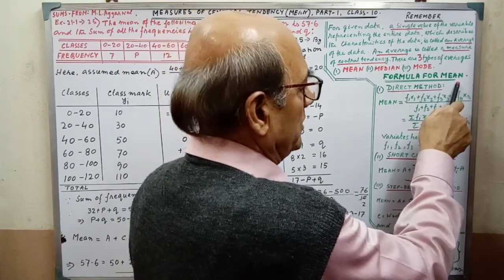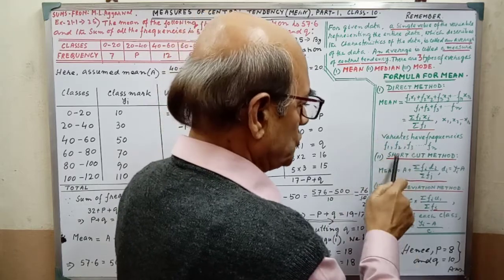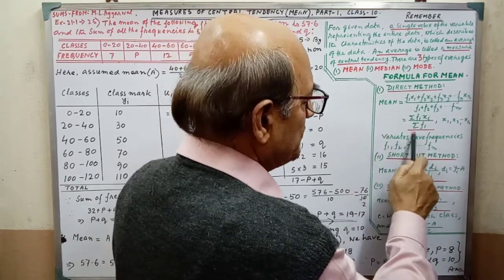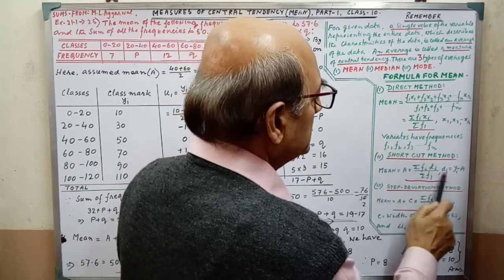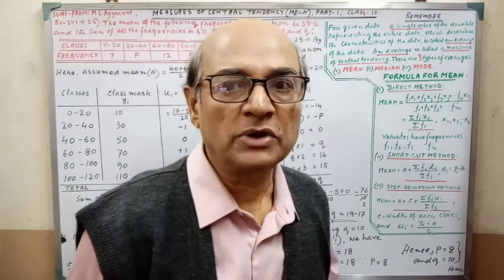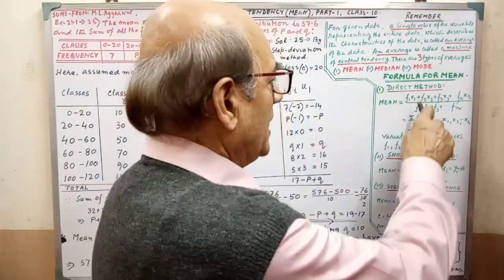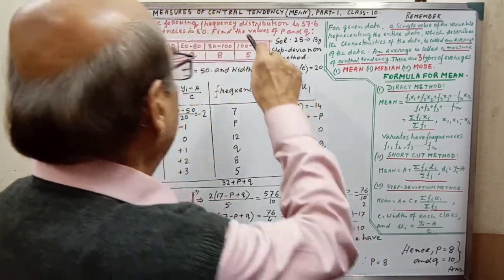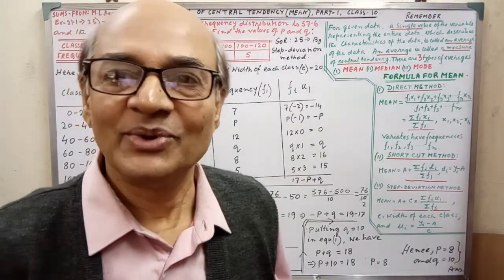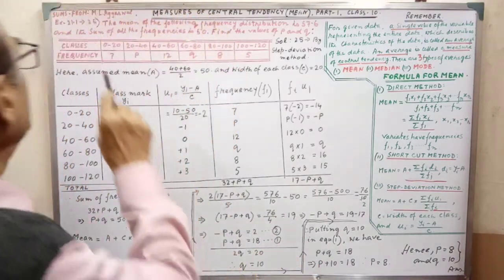Formulas for mean. On mean there are three: direct method, shortcut method and step deviation method. Direct method, this formula; shortcut method, this one; and step deviation, this. These formulas you have to remember. By looking at the formula and following the solution, the method will be clear. Please pay your attention on the solution.